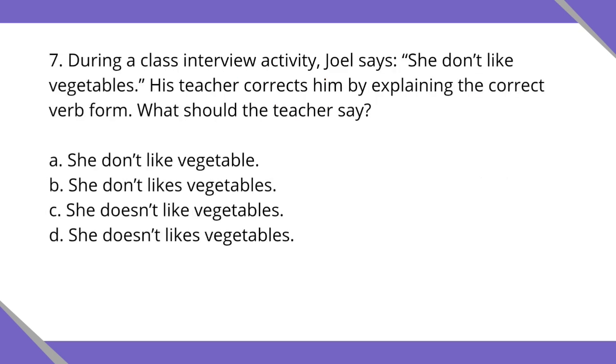Question number 7. During a class interview activity, Joel says, "She don't like vegetables." His teacher corrects him by explaining the correct verb form. What should the teacher say? Letter A, she don't like vegetable. Letter B, she don't likes vegetables. Letter C, she doesn't like vegetables. Letter D, she doesn't likes vegetables.